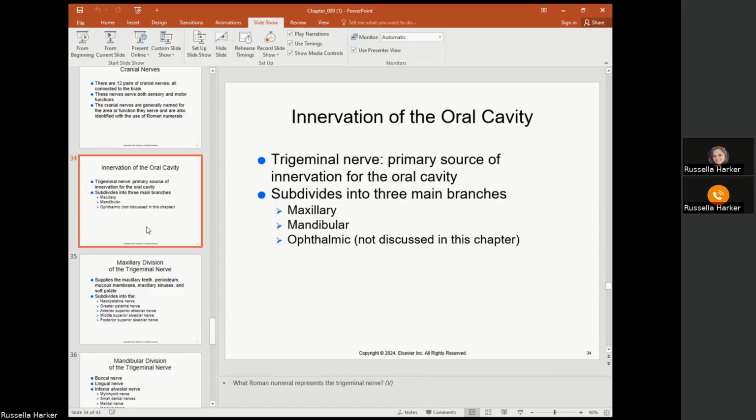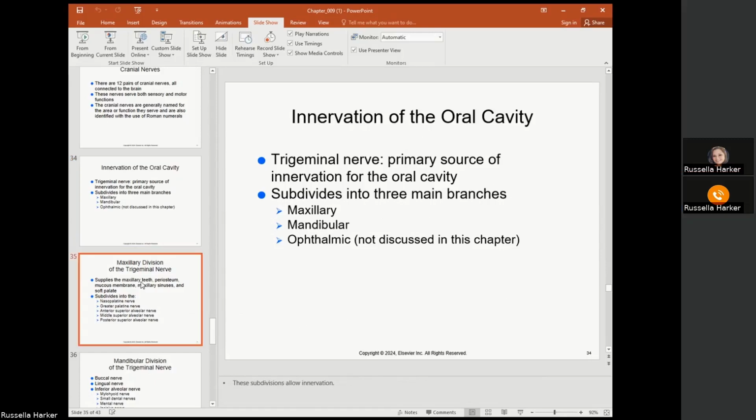With innervation of the oral cavity, the trigeminal nerve is the primary source of innervation for the oral cavity. So that is the main cranial nerve that you need to know. Cranial nerve 5 is the trigeminal nerve. It subdivides into 3 main divisions: the ophthalmic, maxillary, and mandibular branches. The ophthalmic is not discussed in this chapter. So what you need to focus on is cranial nerve number 5, the trigeminal nerve, the maxillary, and the mandibular divisions.